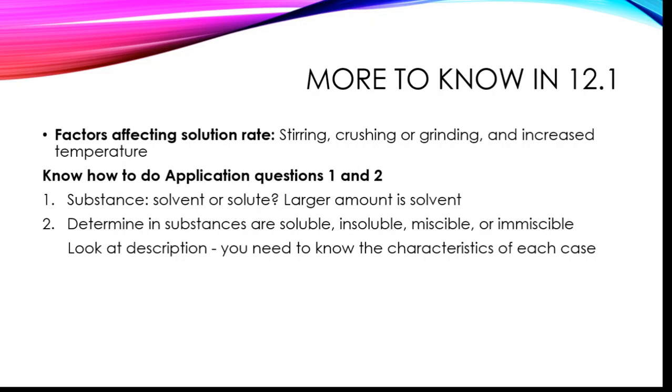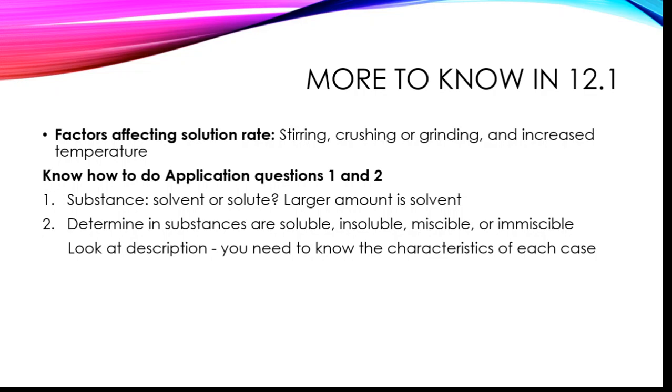A couple of other things you need to know in 12.1. The factors that affect the solution rate: stirring, crushing or grinding, and increased temperature. You must know that. Know how to do the application questions 1 and 2 in the 12.1 section. You need to know how to tell if a substance is a solute or solvent, and it's what we just said: the substance with the largest amount is the solvent.